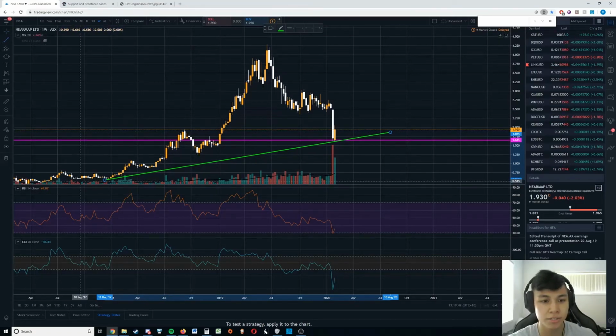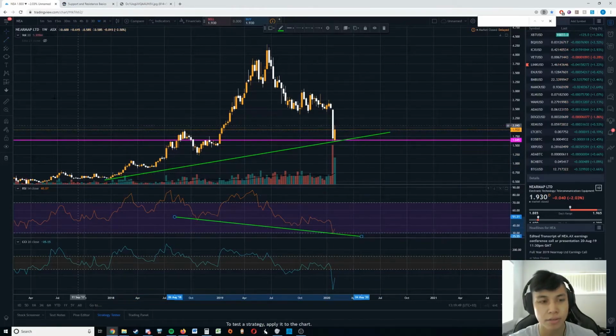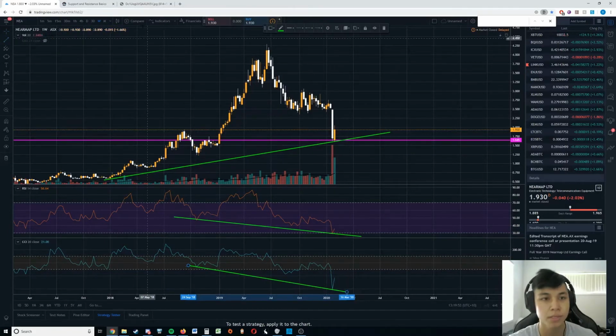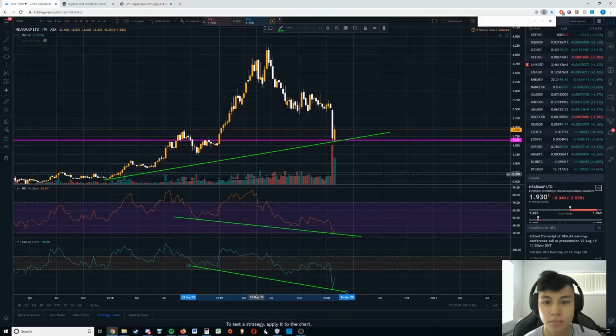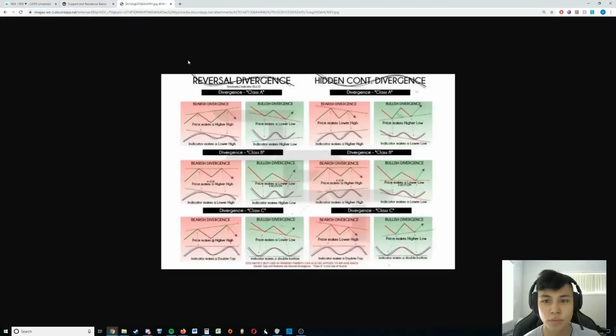On the price action, we have a low here, and then we have another higher low here. But on the RSI, we have a downtrend, and also on the CCI, we have a downtrend. For those who do not know, this is called a hidden divergence. As you can see on this chart, the price is going up, but the lagging indicators are going down. This represents a bullish divergence of the hidden class.